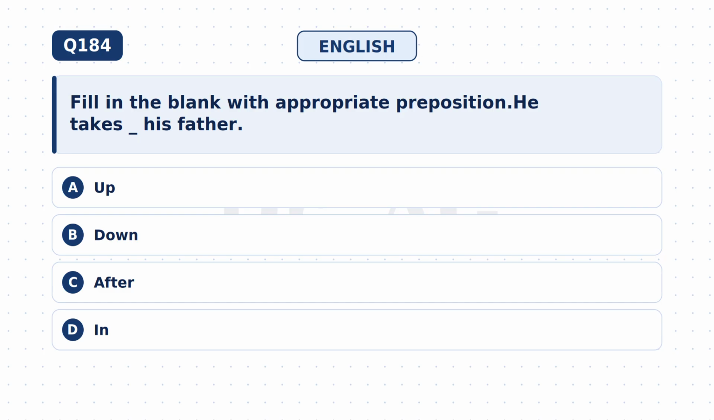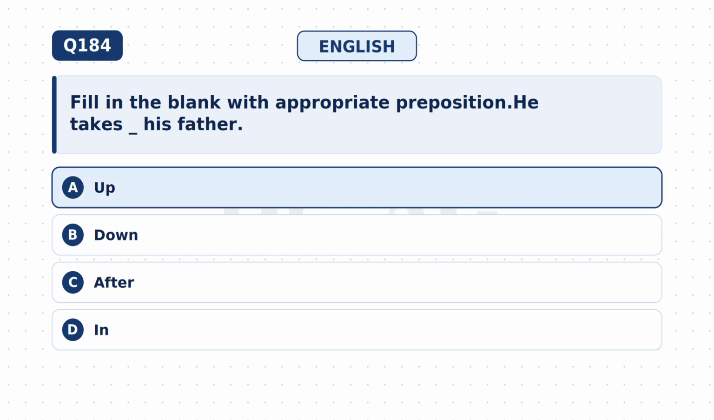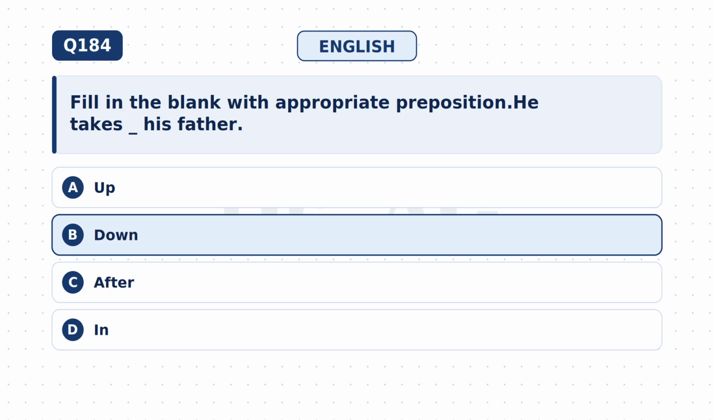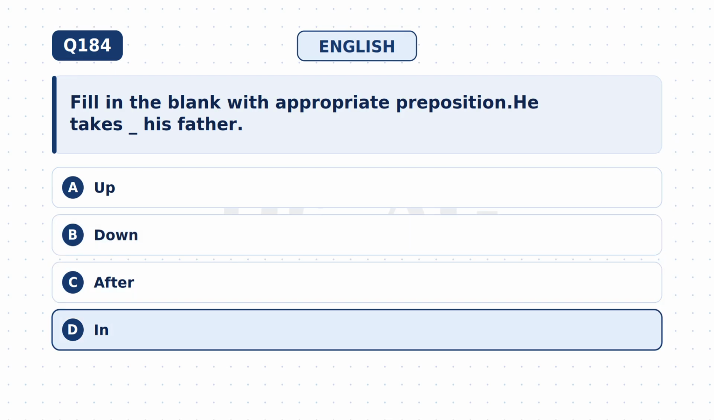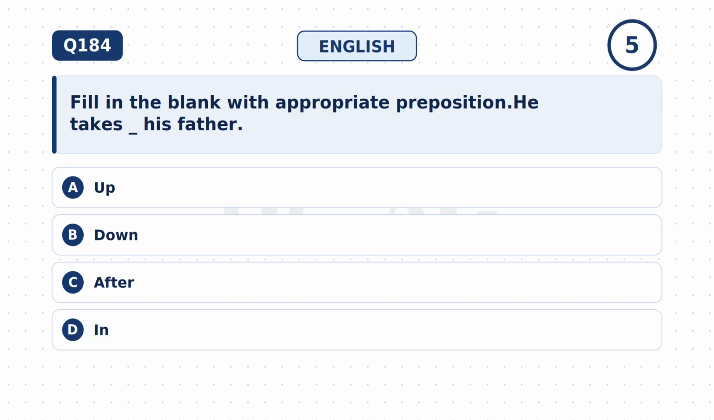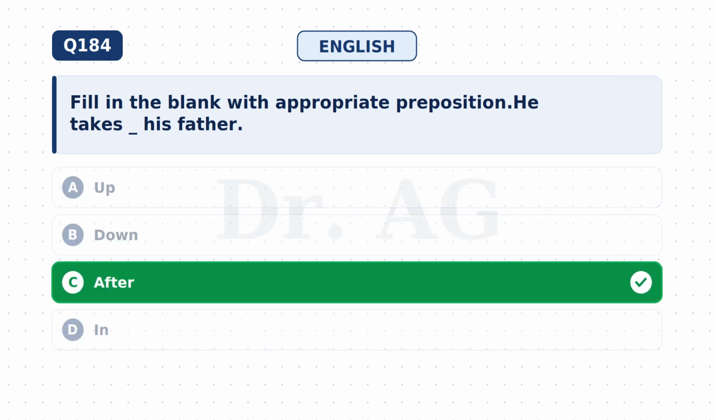Question 184. Fill in the blank with appropriate preposition. He takes blank his father. Option A, up. Option B, down. Option C, after. Option D, in. The correct answer is C, after.